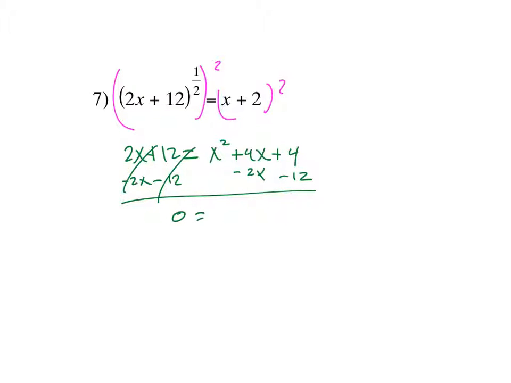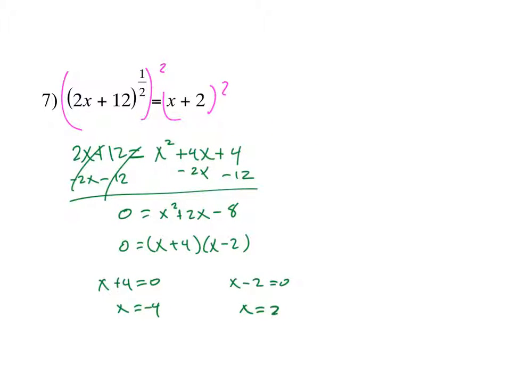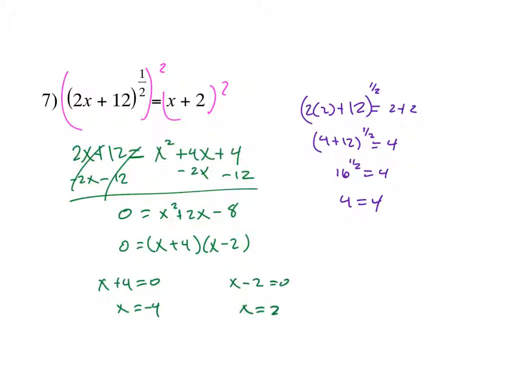So this is 0 equals x squared plus 2x minus 8. So I can factor that as x plus 4, x minus 2. So x plus 4 equals 0, x equals negative 4, x minus 2 equals 0, so x equals 2. Right? So again, I'm going to check. So 2 times 2 plus 12 to the 1 half equals 2 plus 2. So 4 plus 12 to the 1 half equals 4. So 16 to the 1 half. So 4 equals 4. So this is a solution.